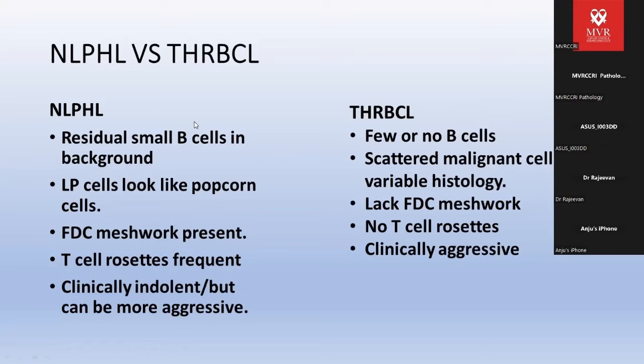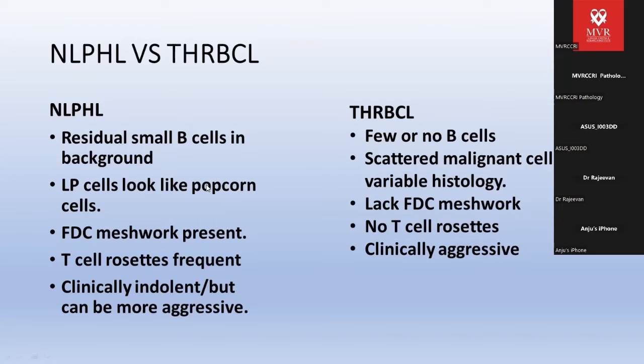How do you differentiate between an NLPHL and T histiocytic rich B cell lymphoma? So I told that NLPHL, if it is a classic pattern, usually the difficulty comes in pattern E, where the background is T cell rich, it's diffuse, there is no lymphoid follicle. Okay, but still we will see in NLPHL residual small B cells in the background. T histiocytic rich lymphoma has hardly any B cells, very few B cells.